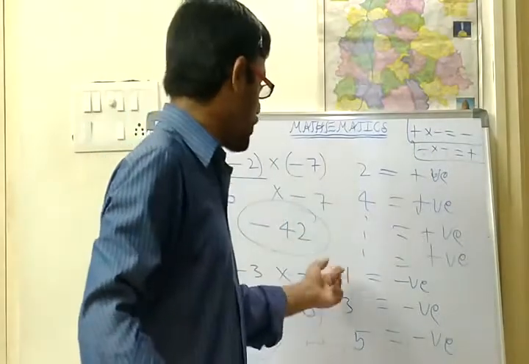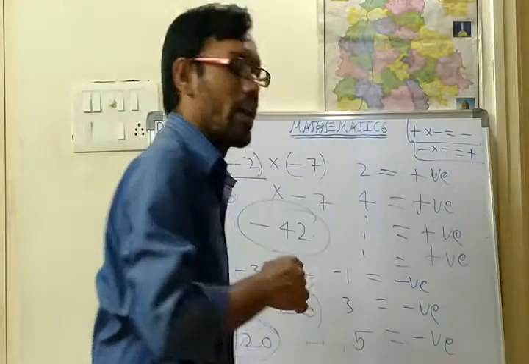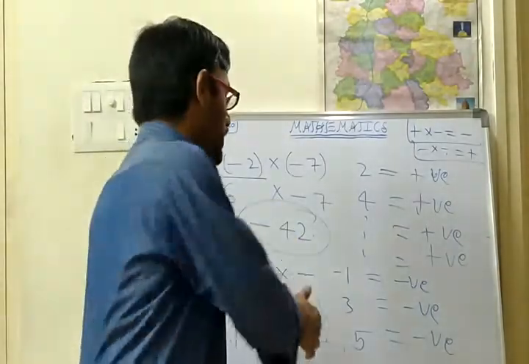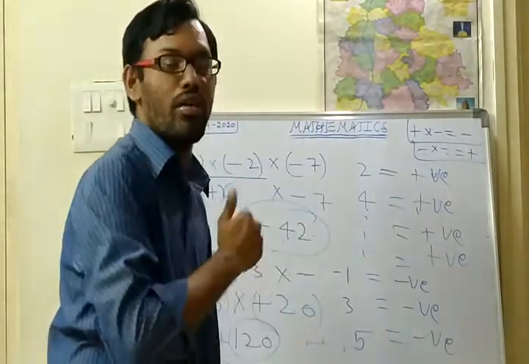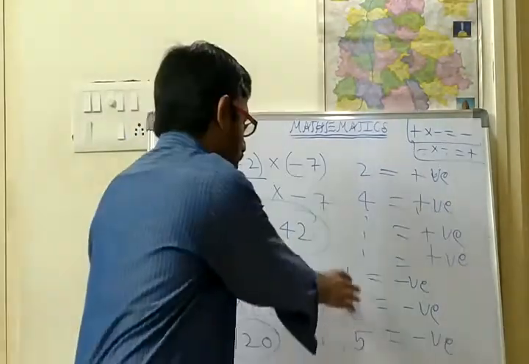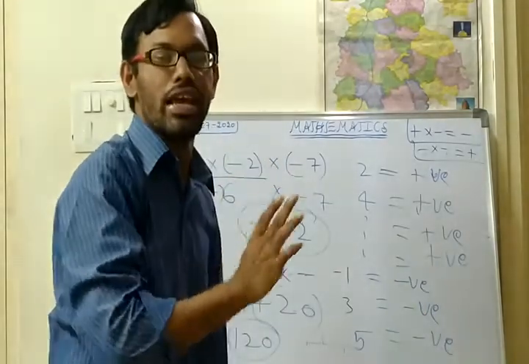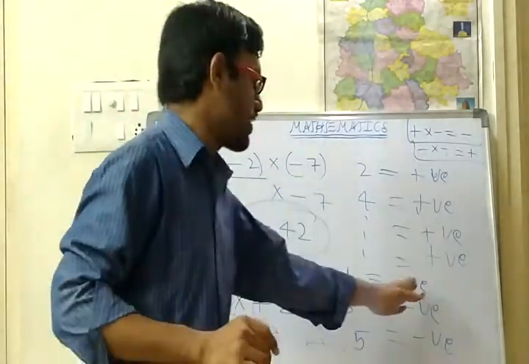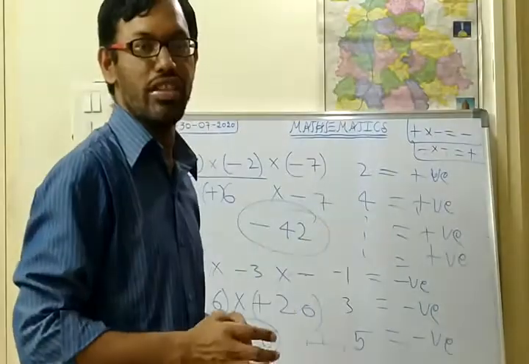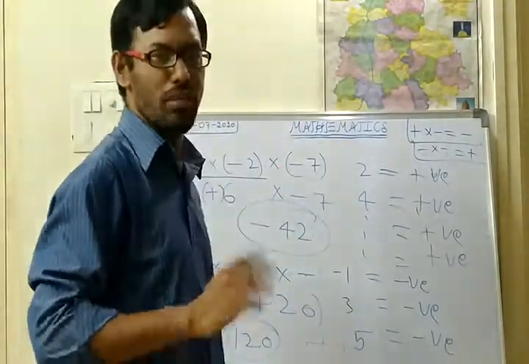But suppose the product involves negative integers, and there is an odd number of negative integers. Then the final result will come as a negative integer. Okay, I hope you have understood this concept easily.